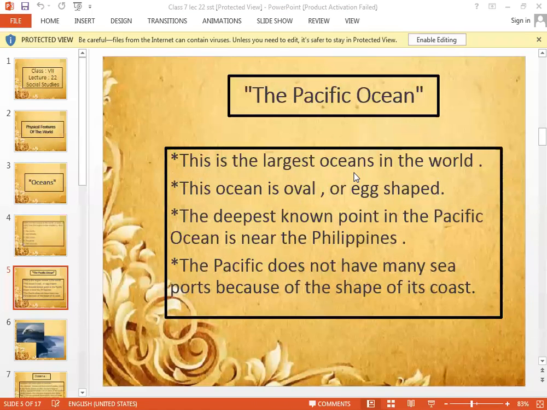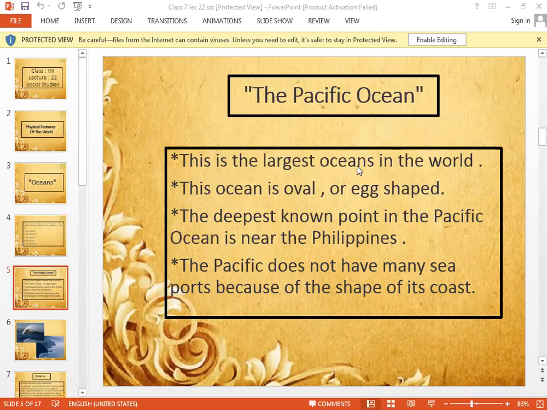So the Pacific does not have many seaports, as I told you, because of its shape, but most sea routes between east and west pass through the Hawaii islands, which are located in this ocean. So famous harbors around the ocean include Sydney Harbor, which is situated in Australia, and then Tokyo, and then Shanghai and Manila. These are the most important harbors around this ocean.